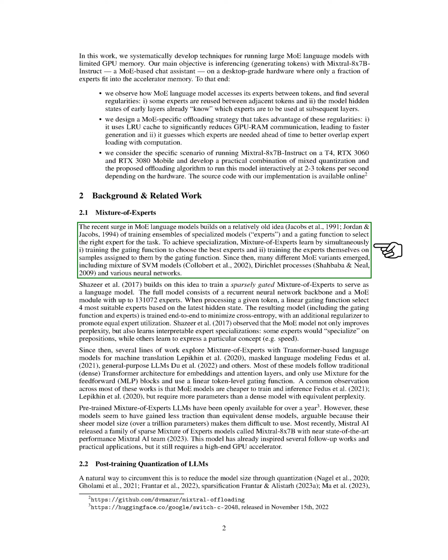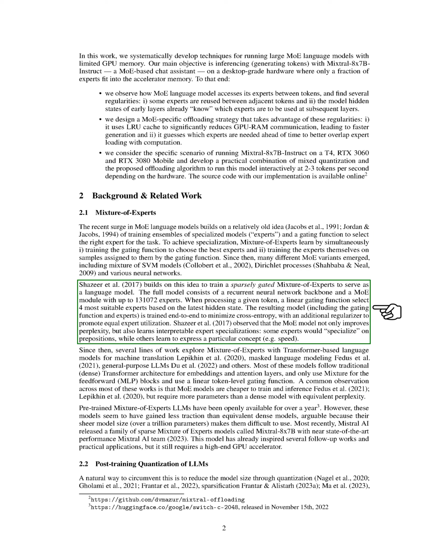The recent surge in MoE language models builds on an old idea of training ensembles of specialized models, experts, and a gating function to select the right expert for the task. To achieve specialization, MoEs learn by simultaneously training the gating function to choose the best experts and training the experts themselves on samples assigned to them by the gating function. Since then, many different MoE variants have emerged, including mixtures of SVM models, Dirichlet processes, and various neural networks.